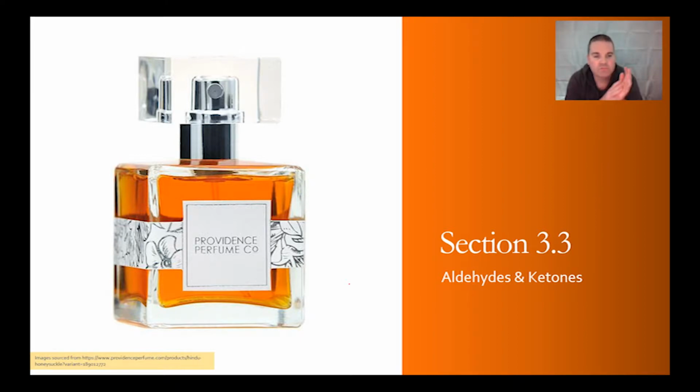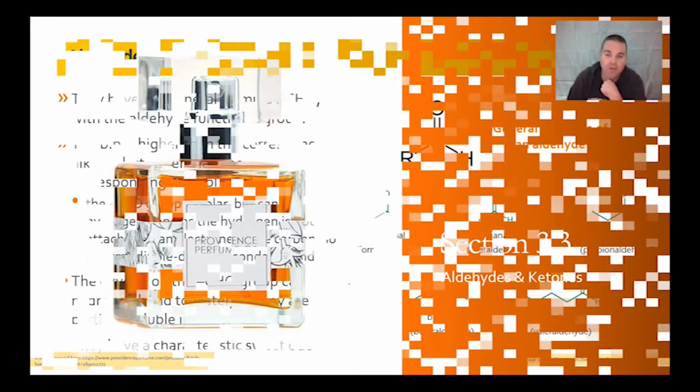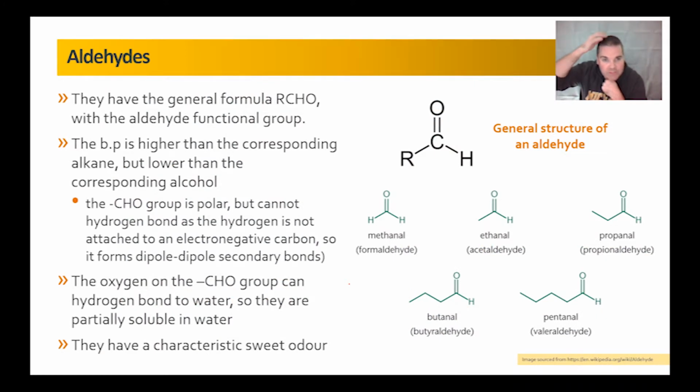Now the reason I've got a picture of some perfume on here is that aldehydes and ketones are quite often used within perfumes and as fragrances because they have quite a sweet smell. So aldehydes have the general formula RCHO. Obviously it's a different way of writing it than compared to the alcohol, which was OH. So if you see HO, that's the aldehyde shortening.